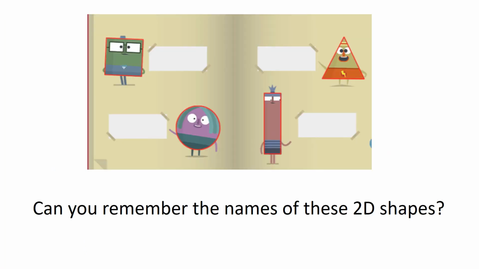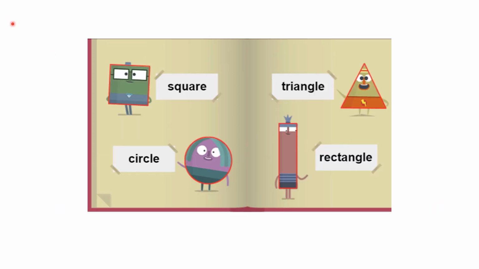Okay, on this slide, I've got a picture of 4 different 2D shapes. They do have faces, they're quite cute little shapes, and I want to see if you can remember the names of these 2D shapes. So pause the video and have a chat with your partner, see if you can name all of them. Okay, so hopefully we came up with square for this one. This one here is a circle. This one up here is a triangle, and this one here is a rectangle. Well done if you remembered all of those.